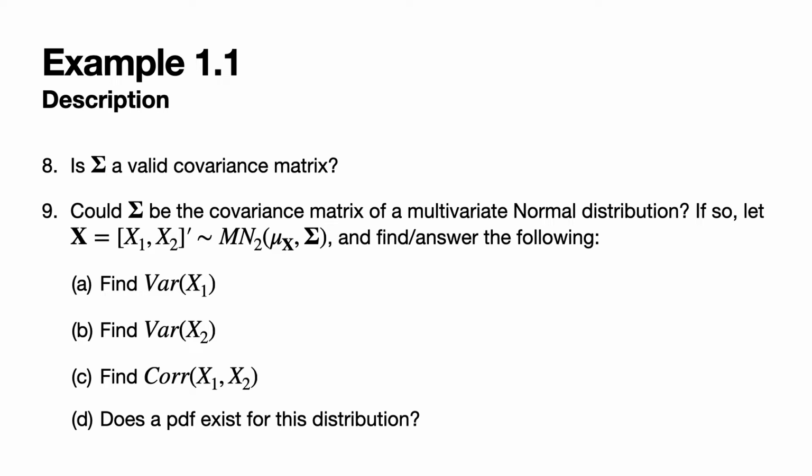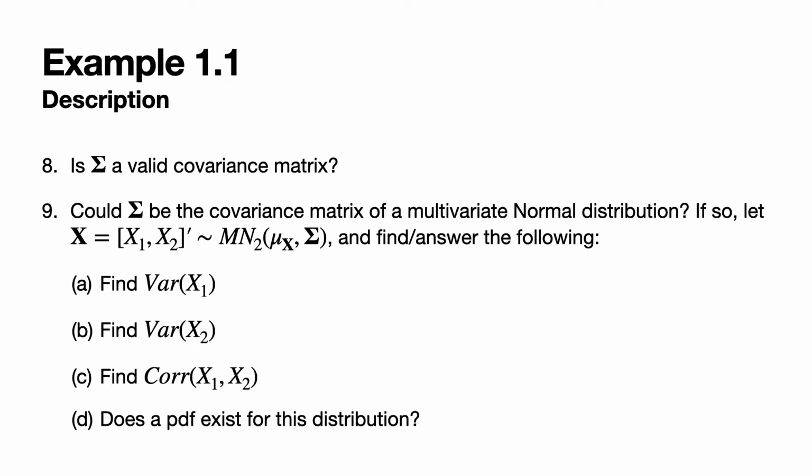And then we'll extend it further and answer the question, could cap sigma be the covariance matrix of a multivariate normal distribution? If so, then we will define a two-dimensional random vector to have a multivariate, in particular a bivariate normal distribution with a mean vector that we'll denote by mu and a covariance matrix that we'll denote by sigma, which is the matrix we're working with.